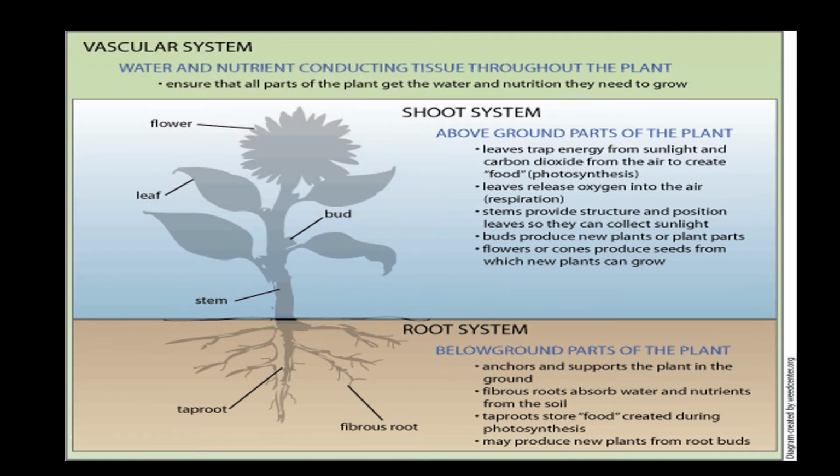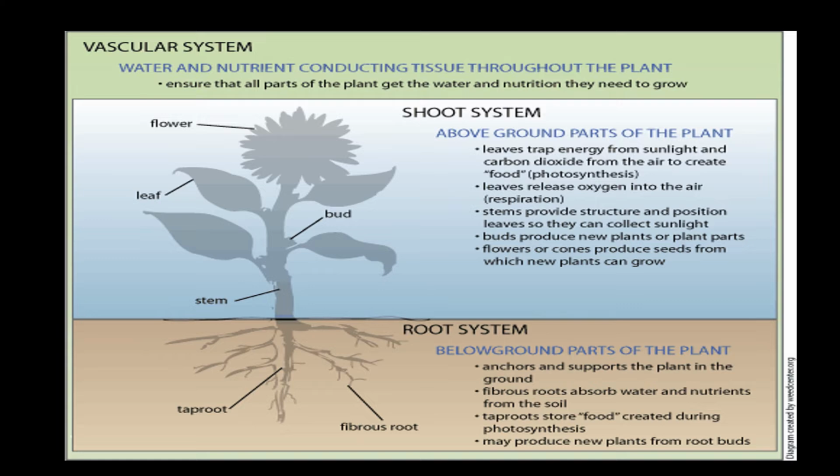Transportation of water and food in plants is carried out by a conducting system. It consists of two main tissues, xylem and phloem. These two tissues together are known as vascular bundle. Look at the diagram given here. Here you can see a plant with its two organ systems.